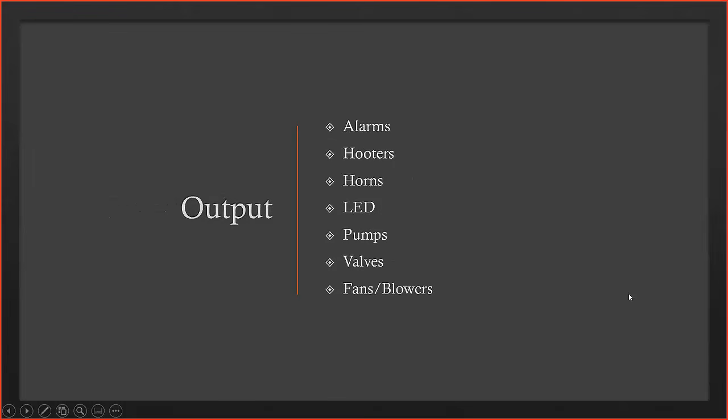And then the final output could be alarms, hooters, horns, LED, pumps, valves, fans, and blowers.